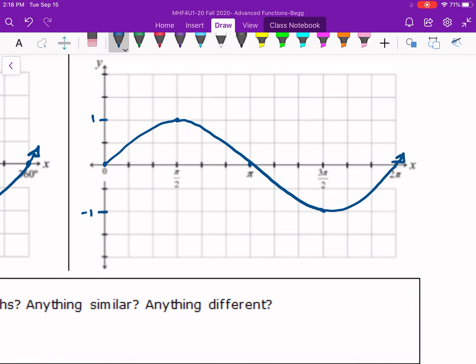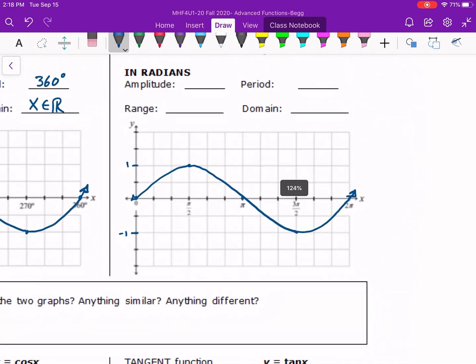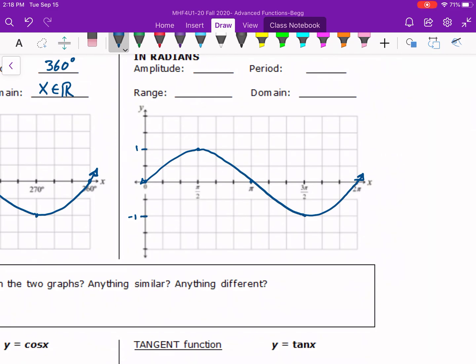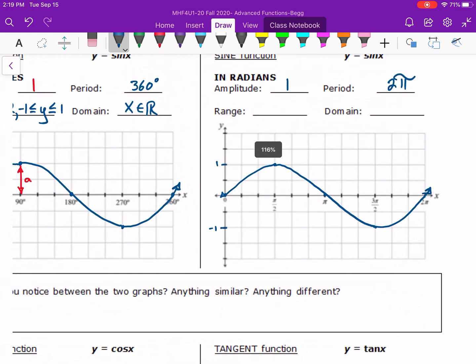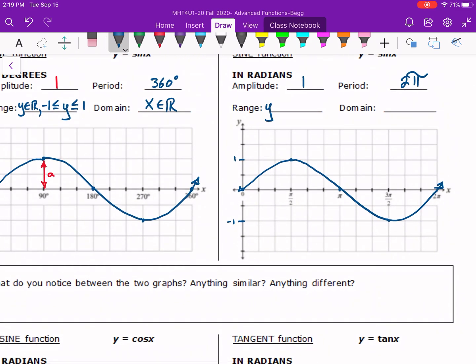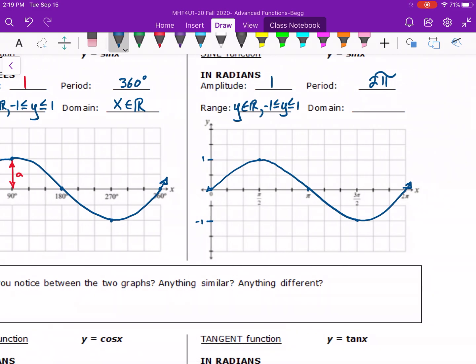And it looks exactly the same. The only thing different, again, is the units on the x-axis. The amplitude is still 1. The period is, because we've got a different x scale, going to be different. So 360 becomes 2 pi before it repeats. The range is going to be exactly the same though, where y is greater than or equal to -1 and less than or equal to +1, and the domain is still all real numbers.